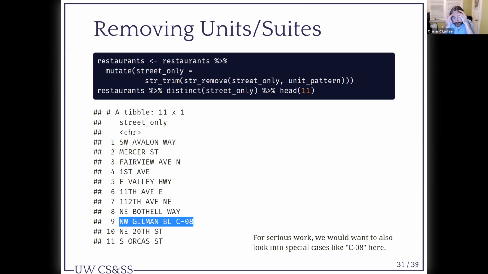Northwest Gilman BLC-08. I actually searched for this. It's apparently in Renton, and it was still ambiguous exactly what it was, so I just left it alone. Okay. I think it's actually a unit in a strip mall. And so I think the C-08 should be gotten rid of, but I didn't know about the BL. Anyway, if this was serious work, you'd probably want to get rid of the C-08.